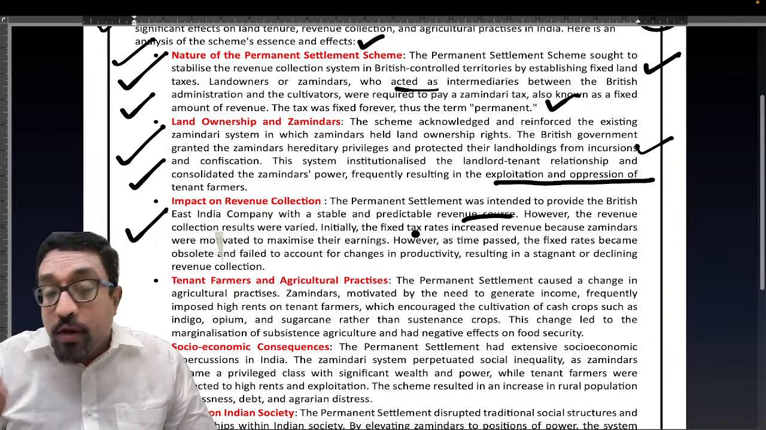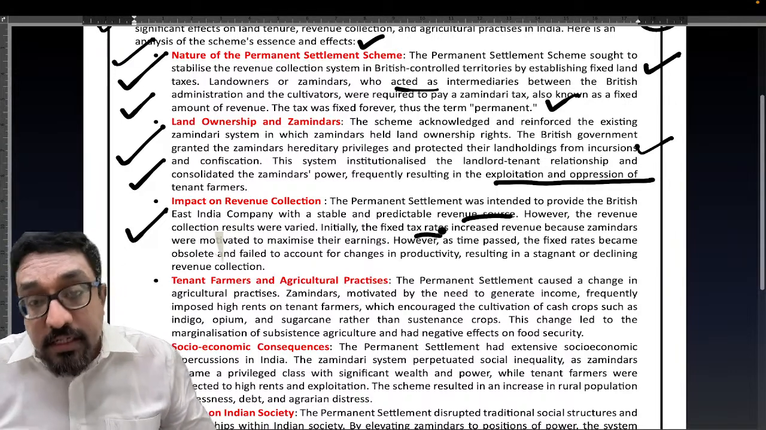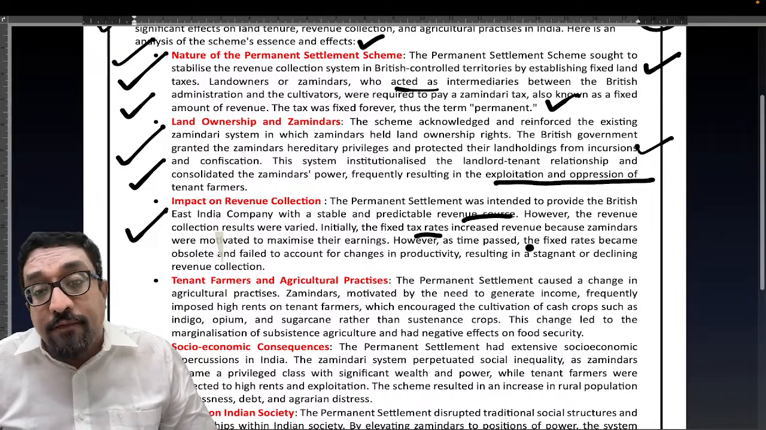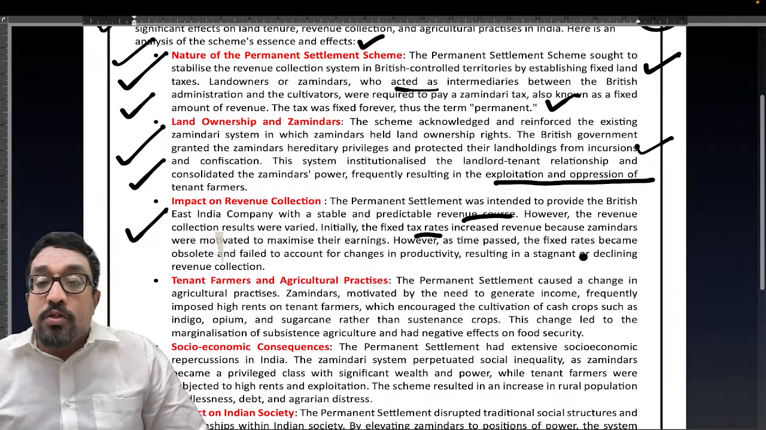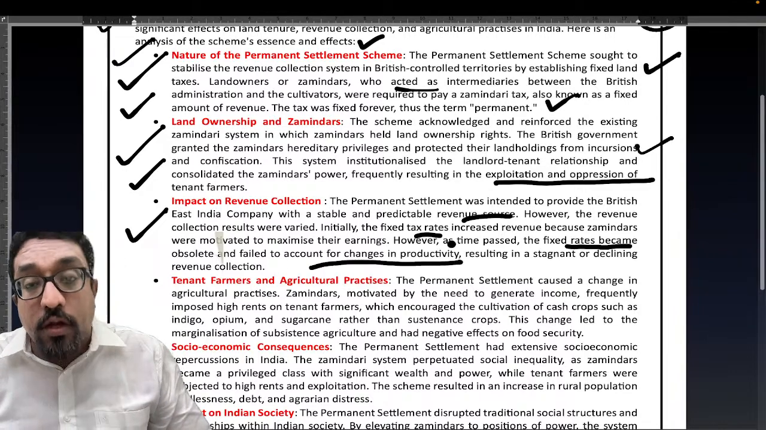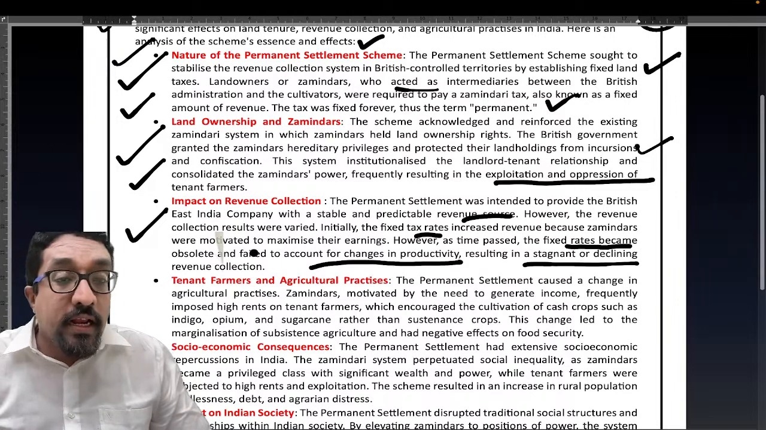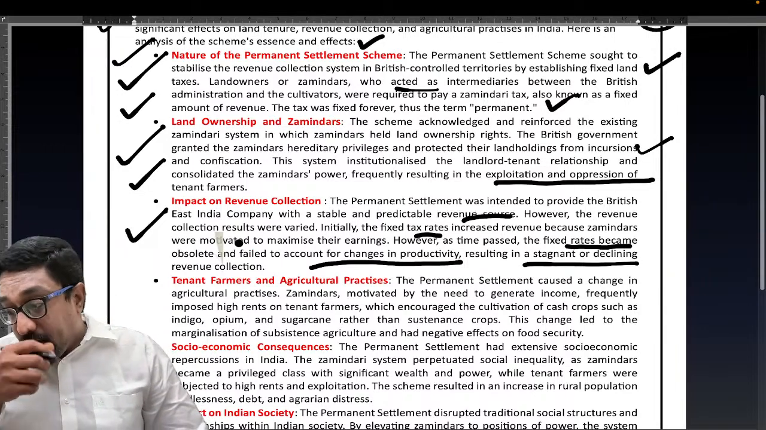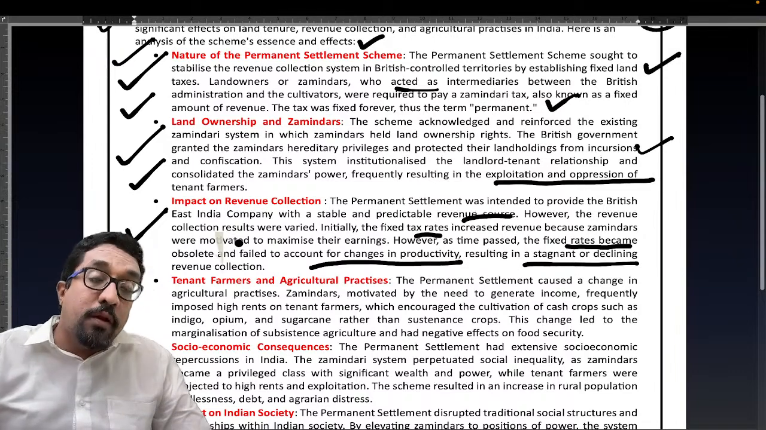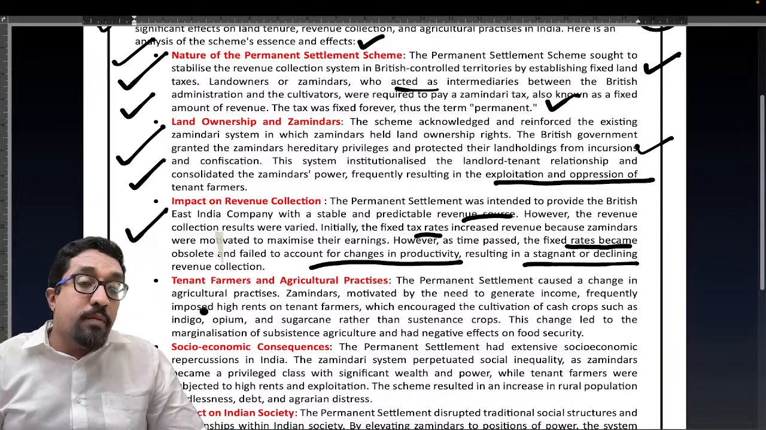So that's why you can use keywords like fixed tax rates, and revenue collection was varied. Initially fixed tax rates, but as time passed, fixed tax rates became obsolete and failed to change for productivity, resulting in stagnation and decline. And that's why the revenue collection, although it was fixed, did not remain very profitable for the government for a longer period of time.